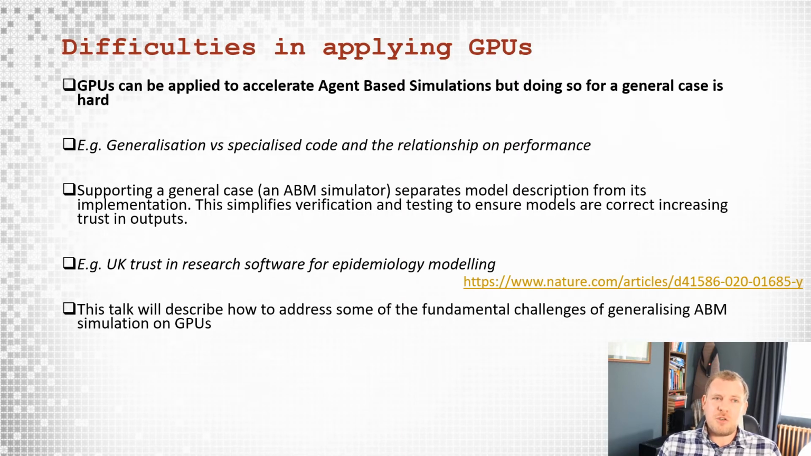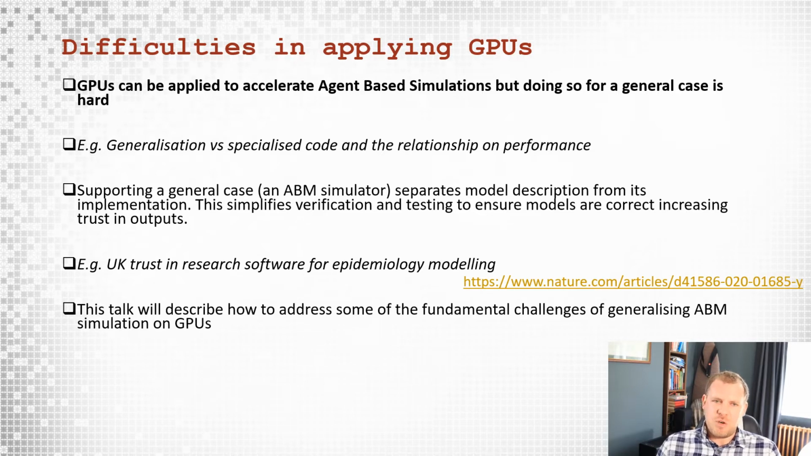Now there are lots of difficulties in simulating complex systems, particularly with GPUs. GPUs can and have been used to accelerate agent-based simulations, but doing so for a very general case is very, very difficult. It's a trade-off between having a simulation that can cover lots of different cases, the general case as we'll refer to it, versus very specialized code that is an implementation of a particular model. Agent-based modeling is a way in which you can describe a complex system and then simulate it.